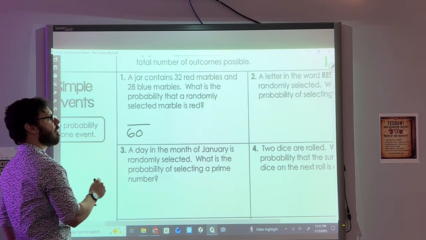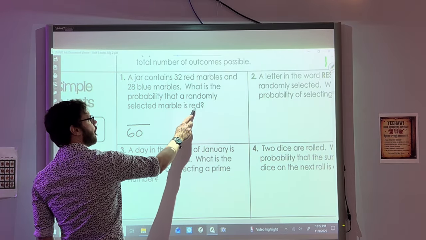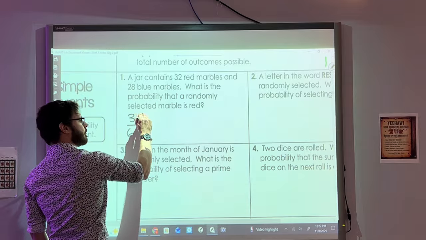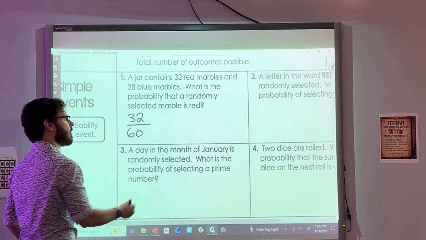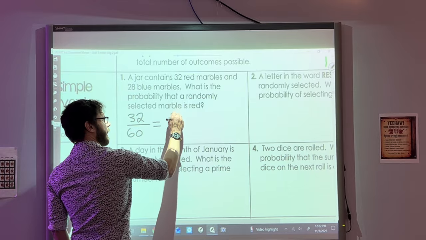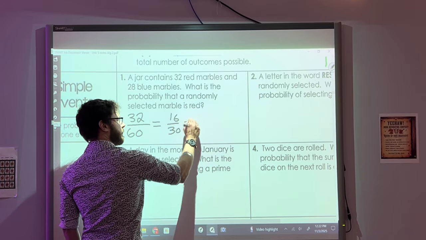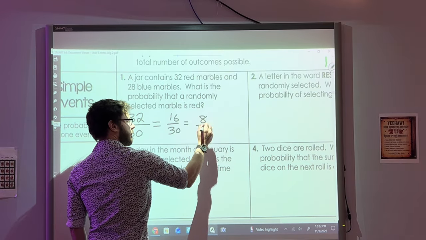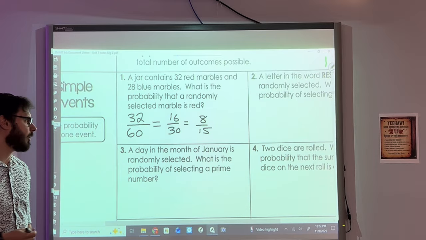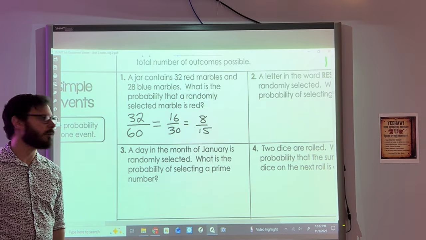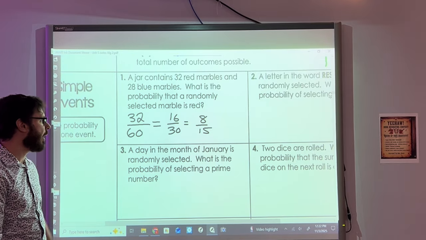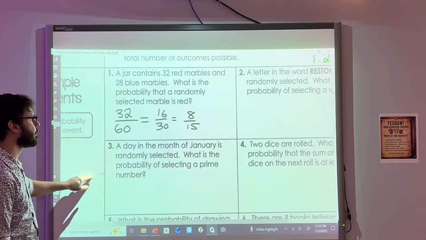Of those 60, how many are the ones that we want? We wanted the red. That's my probability, 32 out of 60 marbles. And then reduce if you can. Always reduce as far as you can go. I accept percentages on this. Well, I'm guessing Gamble is going to accept percentages on this, but fractions are totally fine too.